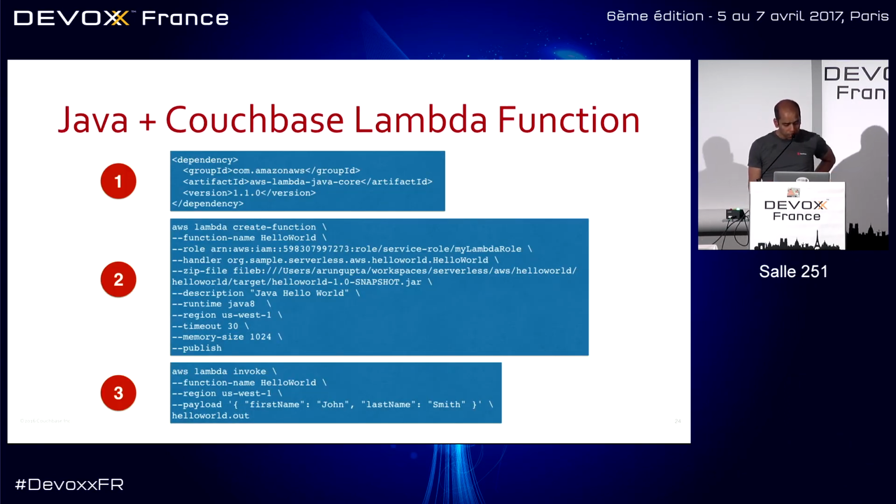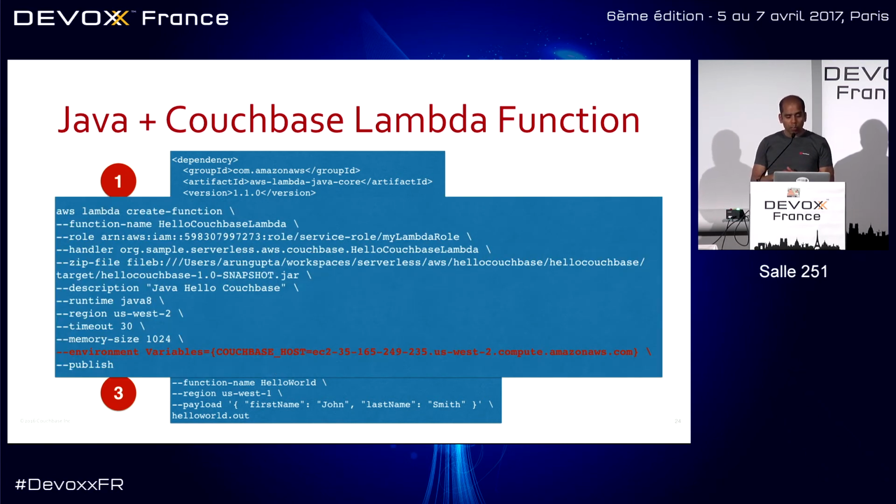So essentially what I did here is, it's the same dependency which is shown in number 1. The process of creating a Lambda function is pretty similar: AWS Lambda create function, region, zip file, all of that. Invocation is very similar as well. The key difference is when I'm creating the Lambda function, in this case, I'm just passing an environment variable. This is a new functionality introduced, I think, October or November of last year. But essentially what I'm saying is Couchbase host, this is where my EC2 instance is, where Couchbase is running. I'm using Couchbase, but you can use any database essentially.